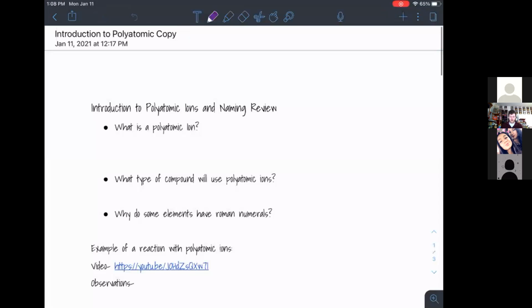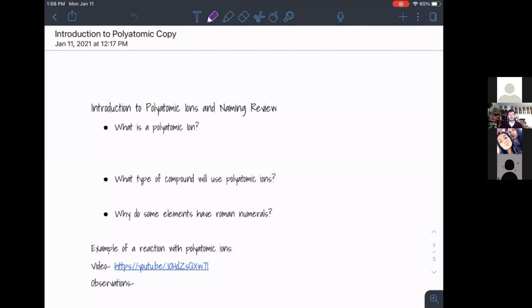Today is our introduction to polyatomic ions. So we need to understand what the word polyatomic ions mean. The first thing we're going to do is figure out what the word ion means.